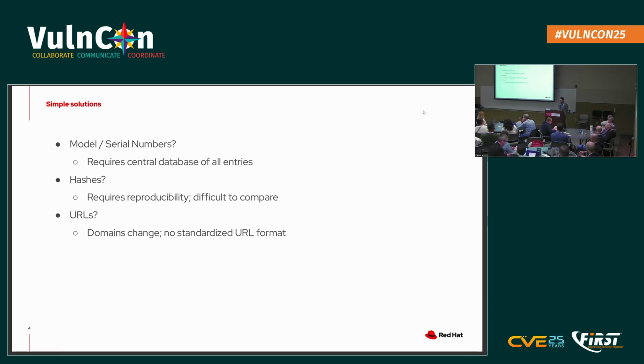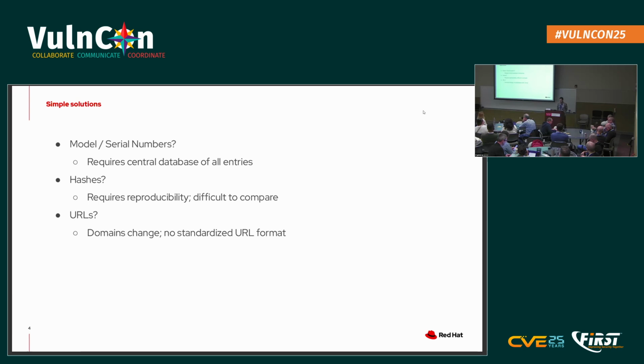Alternatively, we could do hashes, right? So you hash an artifact, it produces a unique value, and that value is reproducible anytime anybody else hashes the thing. But that also requires that the thing that you're hashing is the same thing every time, right? So it requires reproducibility of those artifacts. And also hashes, similar to serial numbers, are kind of difficult to compare.